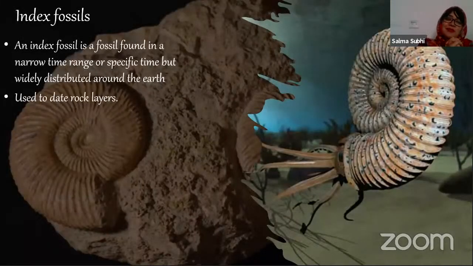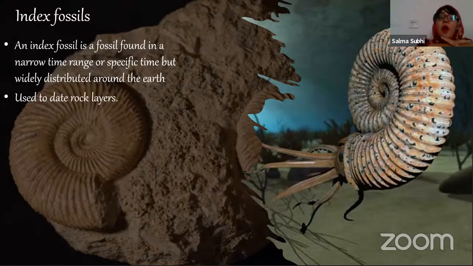Index fossils. An index fossil is a fossil found in a narrow time range, or specific time, but widely distributed around the Earth. They are used to date the rock layers. Like what?